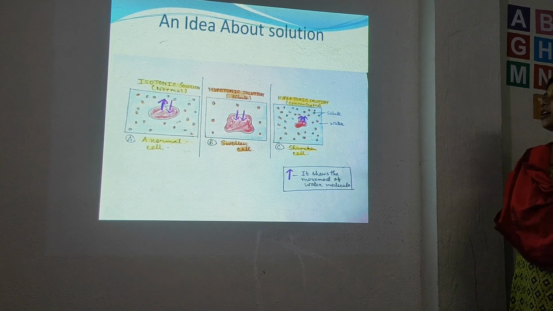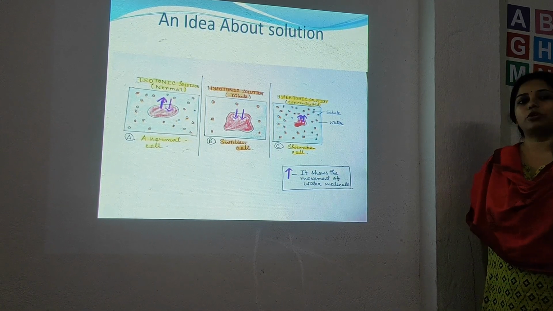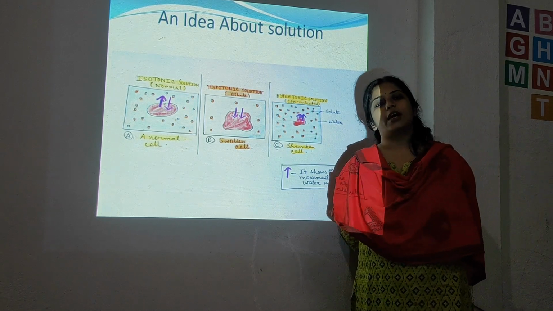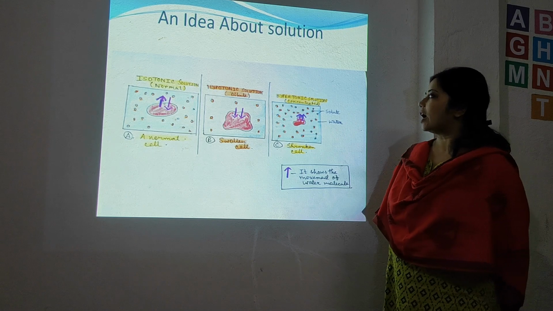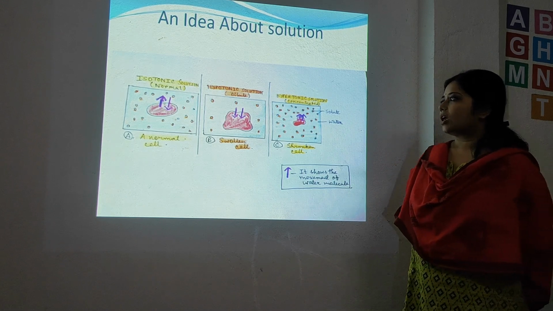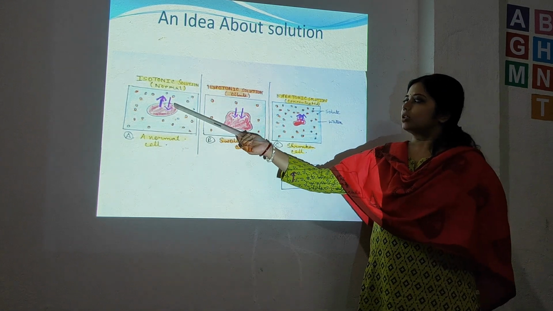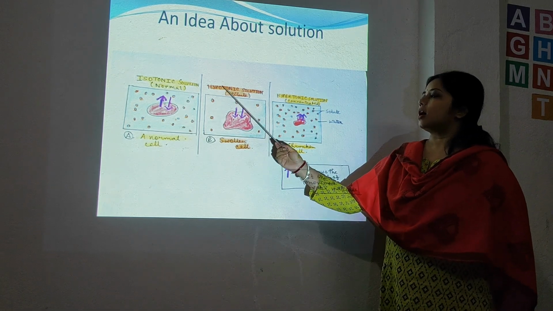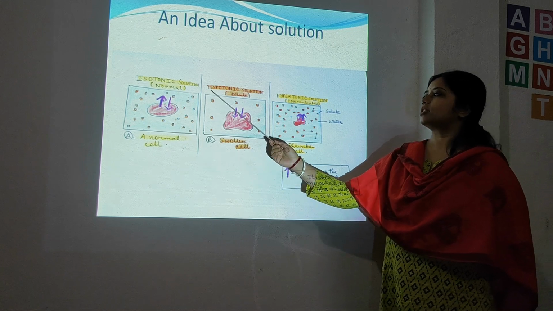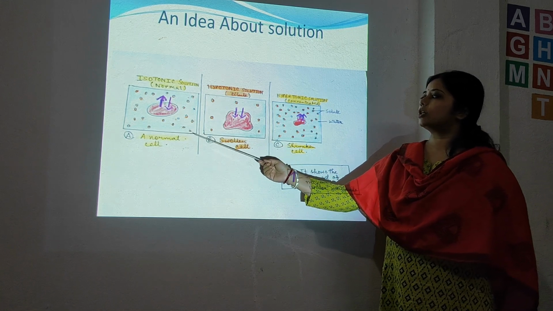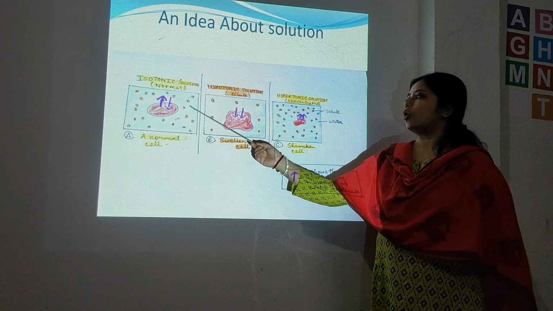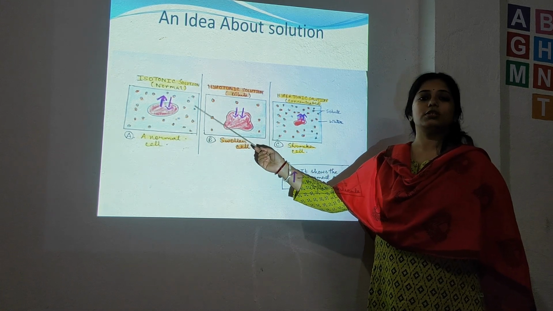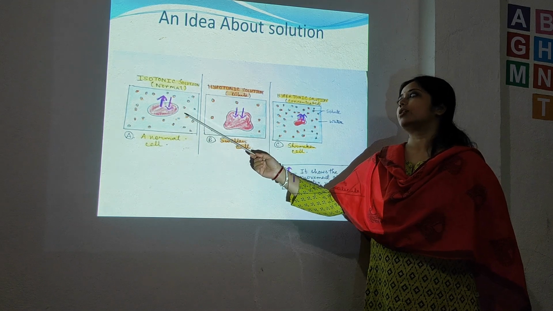Now get an idea about isotonic, hypotonic and hypertonic solution. First of all, let us discuss isotonic solution. A solution in which the solute concentration is equal to the solute concentration of the cell sap, that solution is called the isotonic solution.